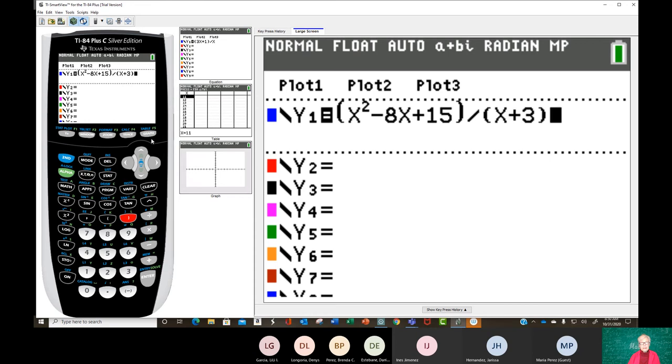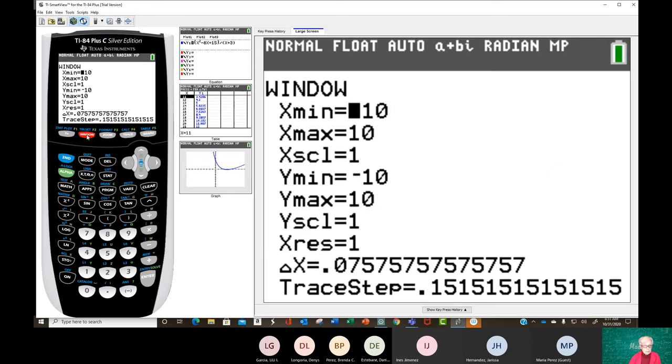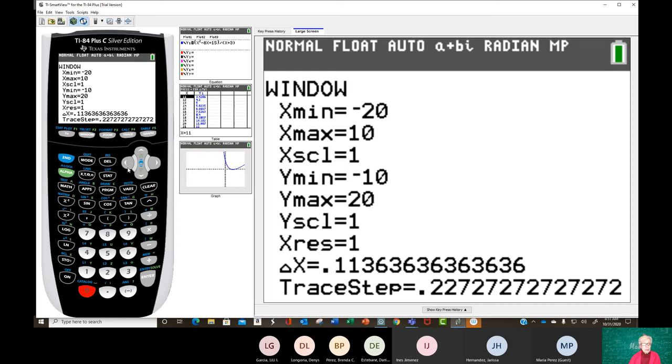Now let's look at what this looks like, given you might have to adjust the windows. Where's the other part? I'm going to have to adjust the window just so I can see the whole thing, because there's bound to be something else on the other side of negative 3. So I'm going to go out to negative 20 in the x direction, and y max is up, I'm going to go up to 20 in that direction, and I just want to see if I can see more.